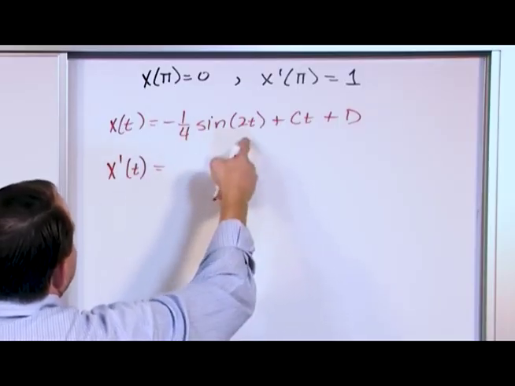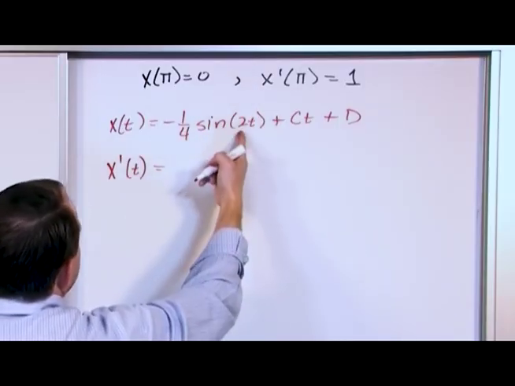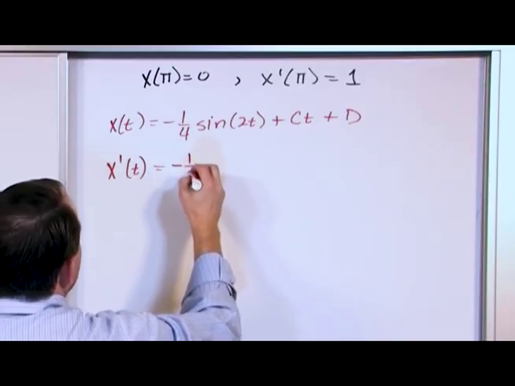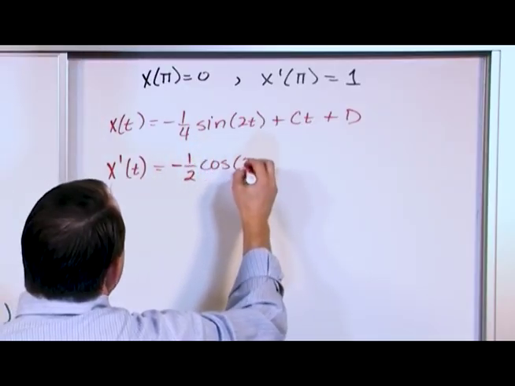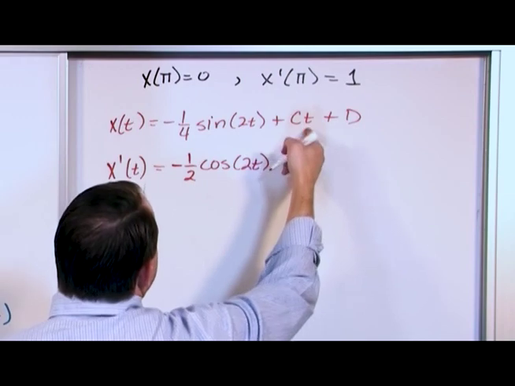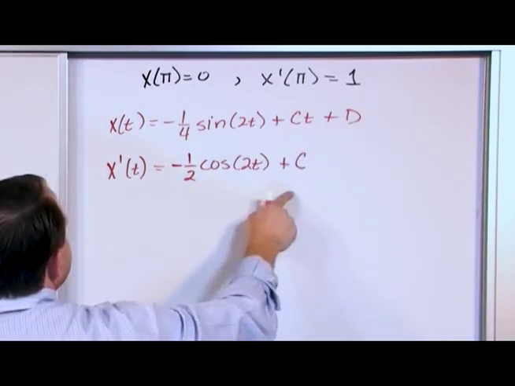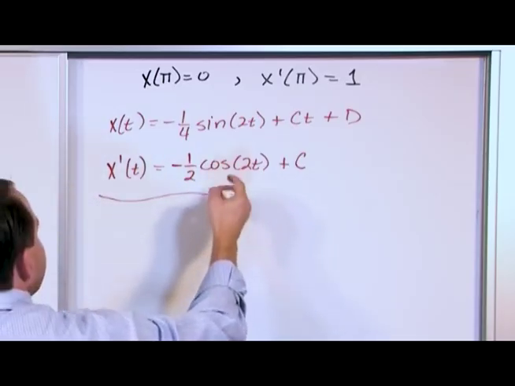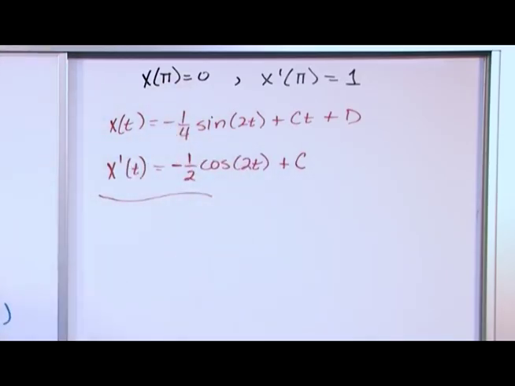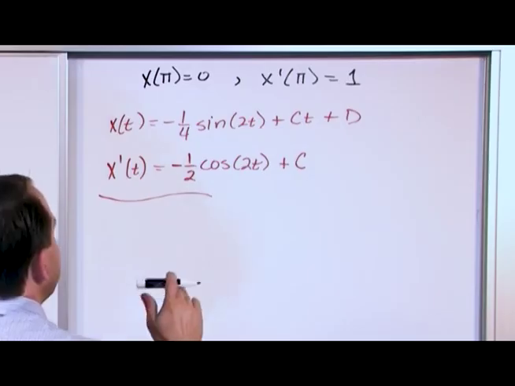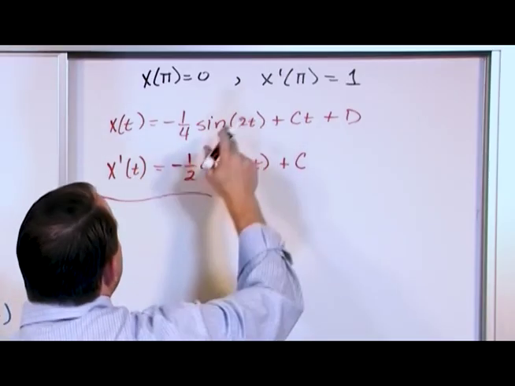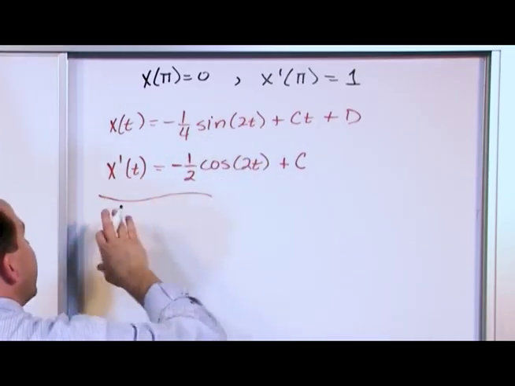So when we take the derivative of this, we're going to get a cosine. This 2 is going to come out, so we're going to have negative 1/2 cosine 2 times t. The derivative of this is c, and the derivative of d is 0. So this is the first derivative that we seek. Next, we need to plug in our initial conditions. So we plug in at x prime of pi. And you should really always start at your highest derivative.